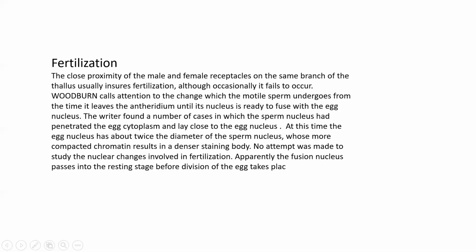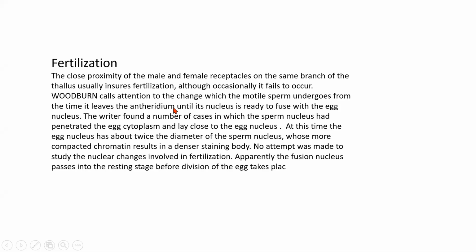So for fertilization to occur, it is actually conducive here because both the Antheridia and the Archegonia are nearby, since it is monoecious, and also the fact that the Antheridium develops just behind the archegonial receptacle. So the close proximity of the male and female receptacles ensures fertilization. But still they have seen that occasionally it fails to occur.